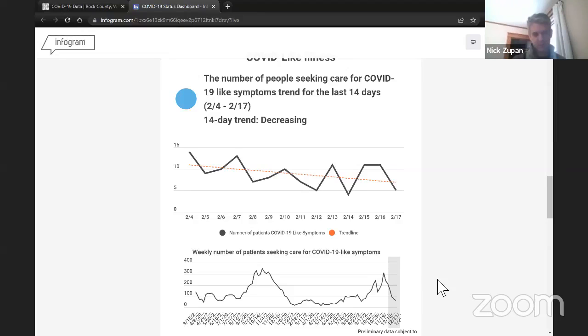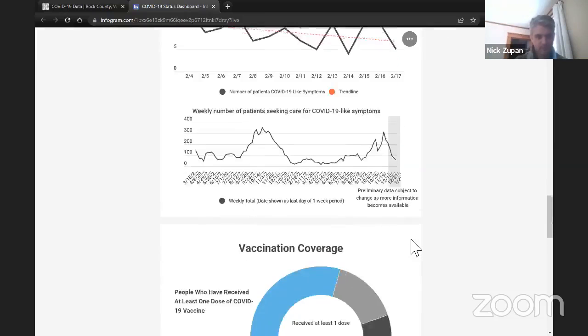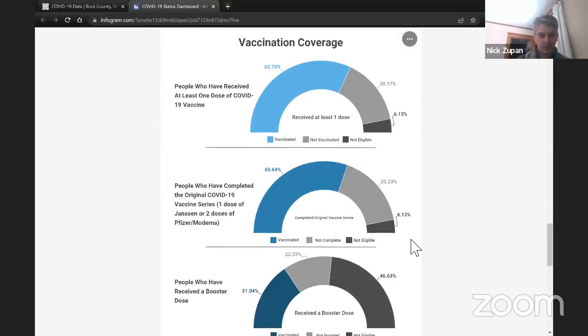And again, as you mouse over all of these graphs, you can see the specific numbers that are represented by these different segments of the chart. But basically, we're looking at how many people have received a booster, how many people are eligible to receive a booster based on when they received their original vaccine, and how many people are currently ineligible to receive the booster shot.